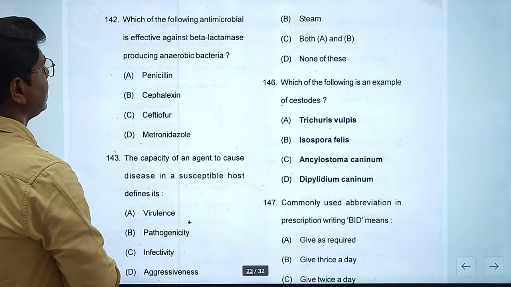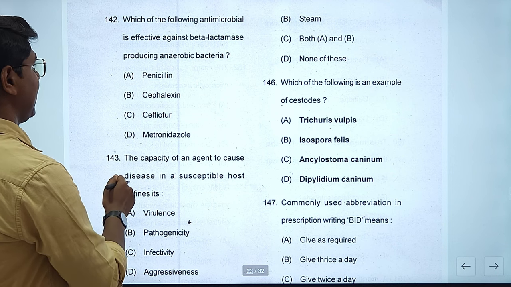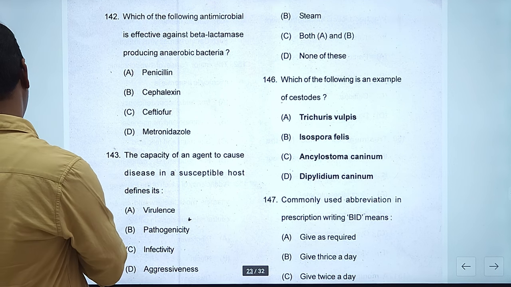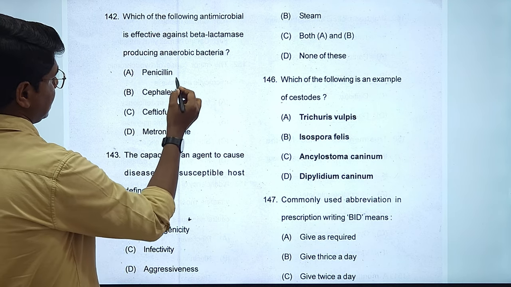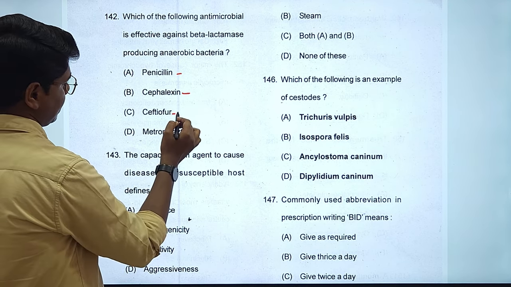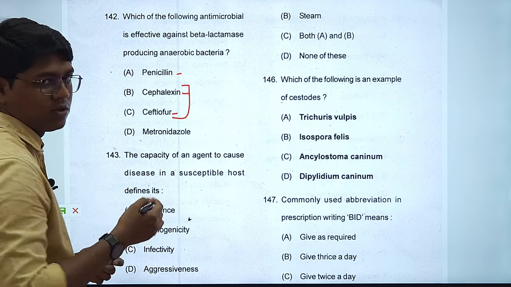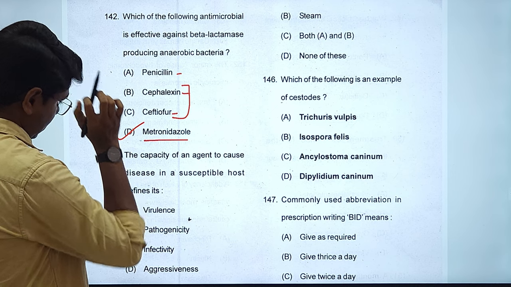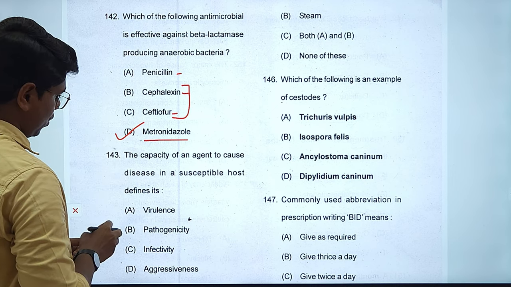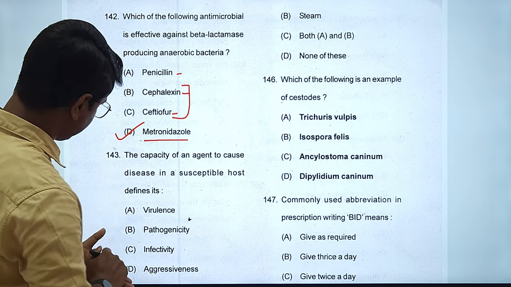142. Which of the following antimicrobials is effective against beta lactamase producing anaerobic bacteria? It means it should not be a beta lactam antibiotic. Penicillin is beta lactam. Cephalexin and ceftiofur both belong to cephalosporin, which is also beta lactam. So the answer is metronidazole.